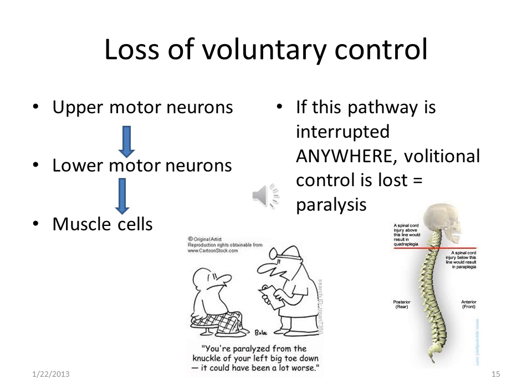This slide again shows the progression between upper motor neurons, lower motor neurons, and skeletal muscle cells, and shows that any interruption to this pathway will cause paralysis, defined as loss of voluntary movement.